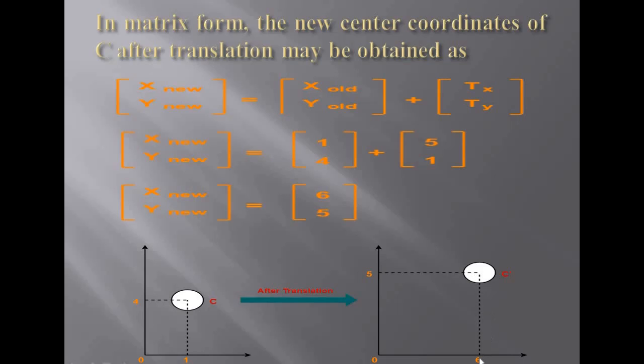You will get new values, that is 6, that is x new, and y new will be 5. You will reposition the initial object to a new position, that is C dash.